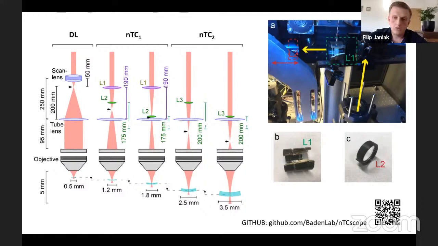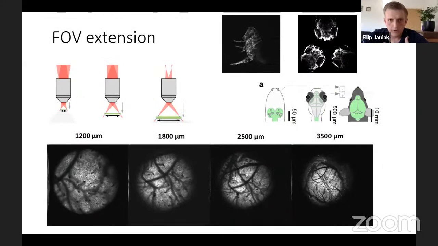So the first big advantage of our method is just the increase of the field of view. As I was showing you, just by applying our methods on the standard 20x objective, we can increase our field of view from 1.2 to 1.8 millimeters for non-telecentric configuration number one, and from 2.5 to 3.5 millimeters for non-telecentric configuration number two.